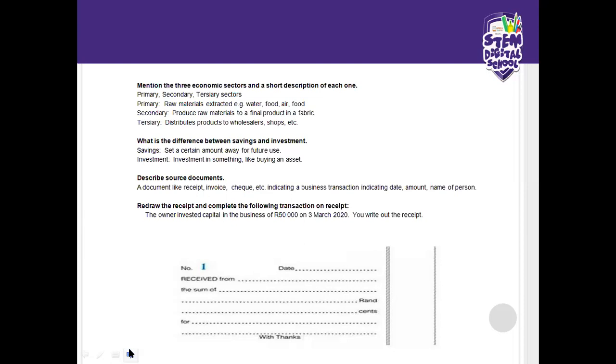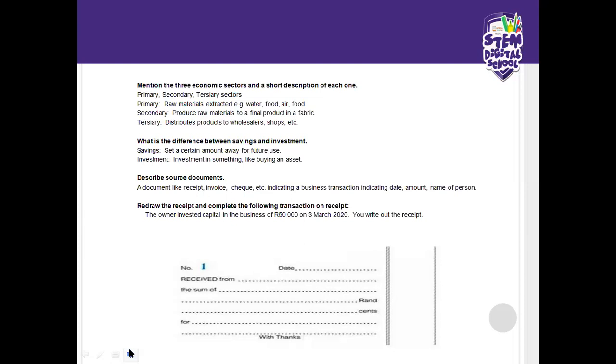Question 4, there you should have drawn up the receipt and then you must complete the transaction. Let's read the transaction again. The owner invested capital in the business of 50,000 on the 3rd of March 2020. You write out the receipt.